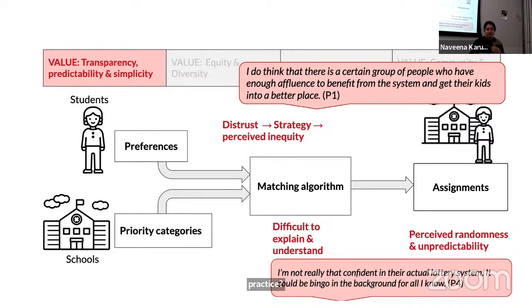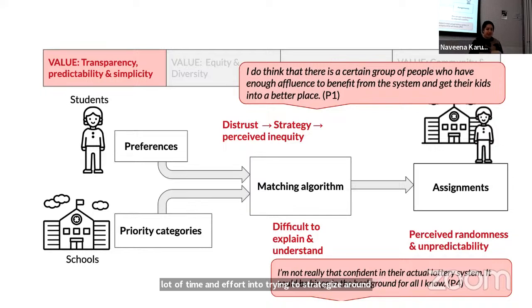But when we actually looked at it in practice, we saw that it wasn't really. One part of it was transparency, right? We found that there was a whole lot of distrust in the system. Someone said, I do think that there is a certain group of people who have enough affluence to benefit from the system and get their kids into a better place. When people perceived that the system was not trustworthy, they strategized. So no matter how much the school district kept putting out these policy documents and putting it on their website, saying this is strategy proof, demonstrably so, just tell us which school you want to go to, people spent a lot of time and effort trying to strategize around it, and they perceived this inequality in it.